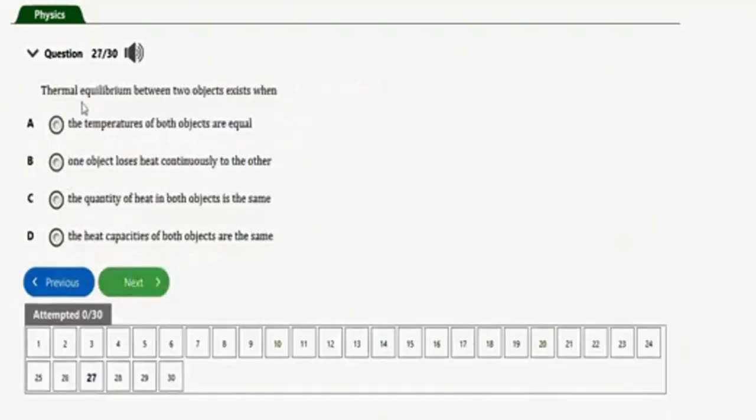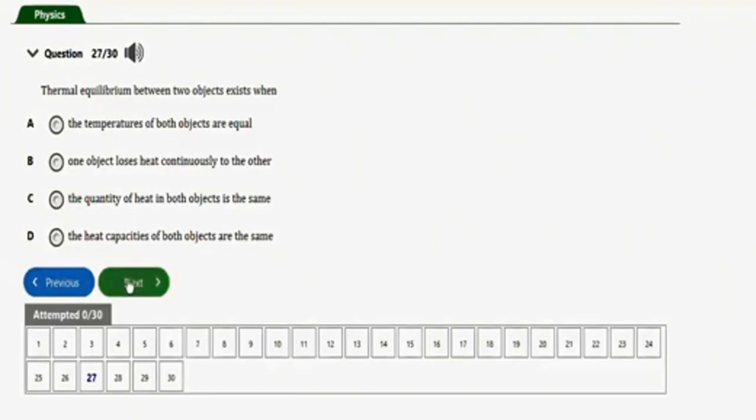Next one here says, thermal equilibrium between two objects exists when we have A, the temperature of both objects are equal. B, one object loses heat continuously to the other. C, the quantity of heat in both objects is the same. D, the heat capacity of both objects are the same. Alright, so the correct option to this question is option A. The temperature of both objects are equal. Alright, so thermal equilibrium between two objects exists when the temperature of both objects are equal. So that's it for this question.